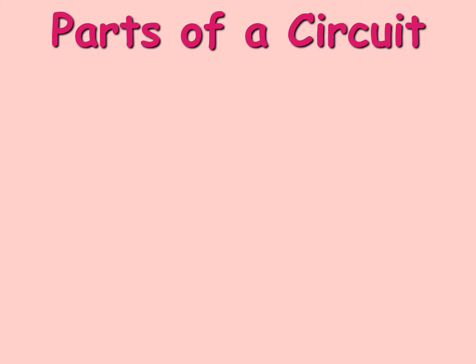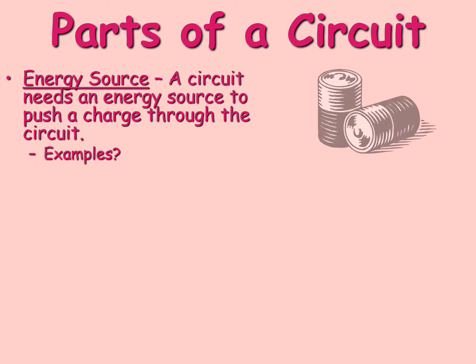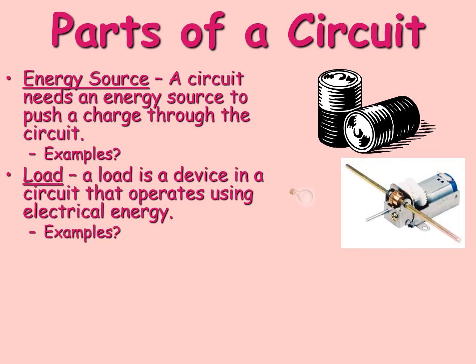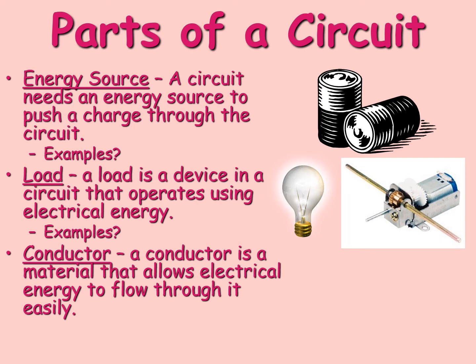Next, what are the parts of a circuit? We have the energy source. A circuit needs an energy source to push a charge through the circuit. This is like, for example, the motor in a roller coaster. Example, a battery. Load: a load is a device in a circuit that operates using electrical energy. Then the conductor, commonly wires. It allows electrical energy to flow through it.